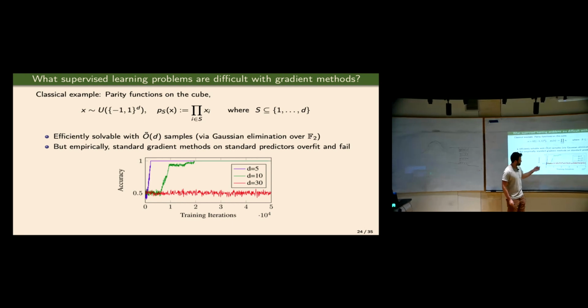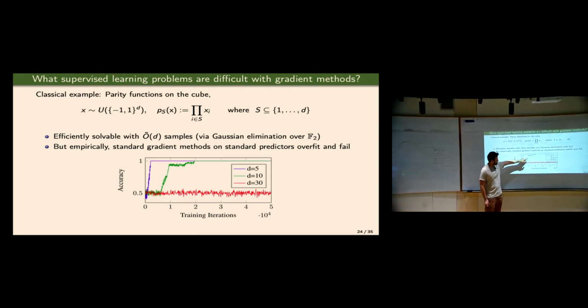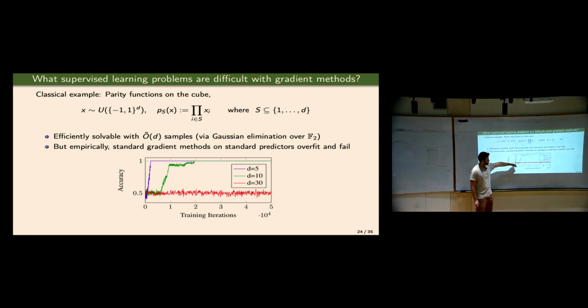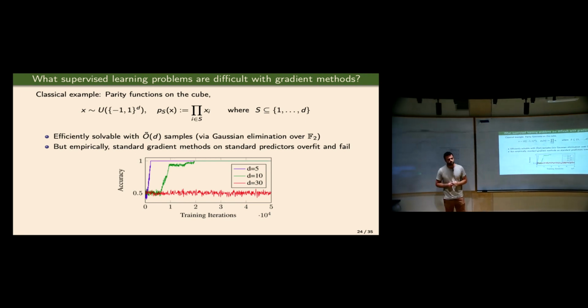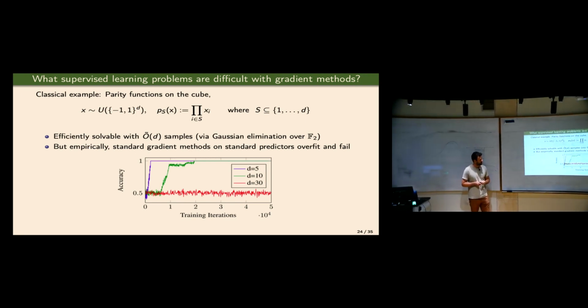Here are some old graphs: even when the dimension gets to around 30, the accuracy just roughly stays the same. You don't even have to get to that high of dimensions for this to become very, very difficult.